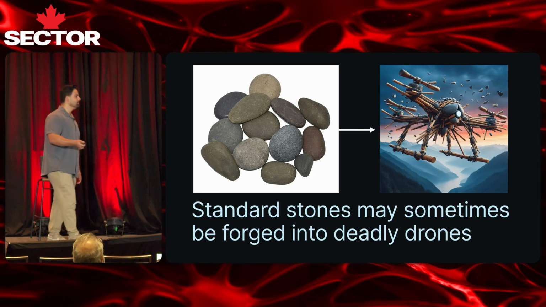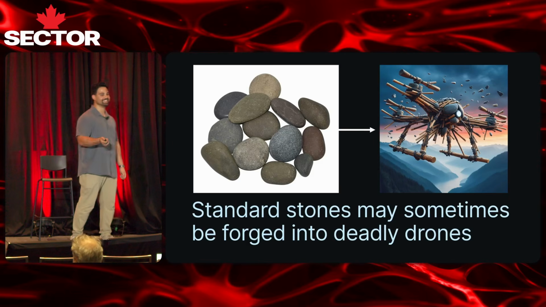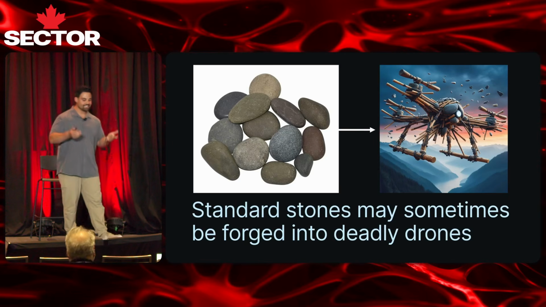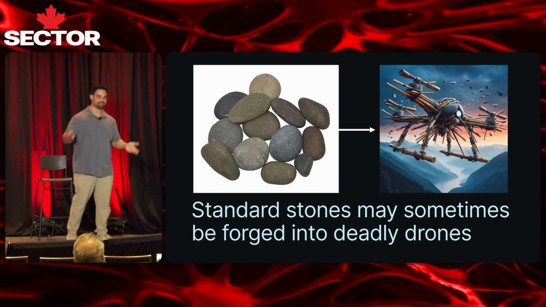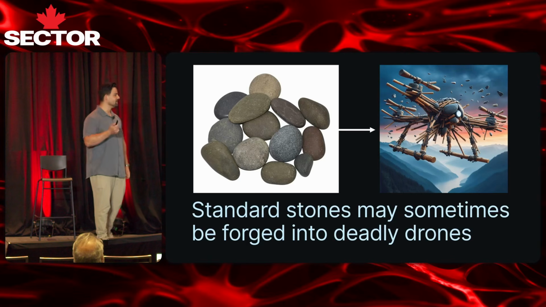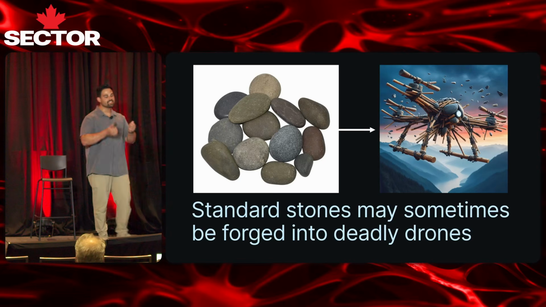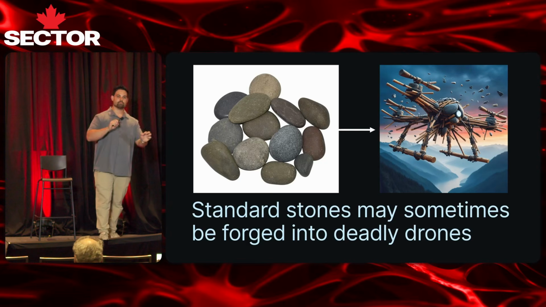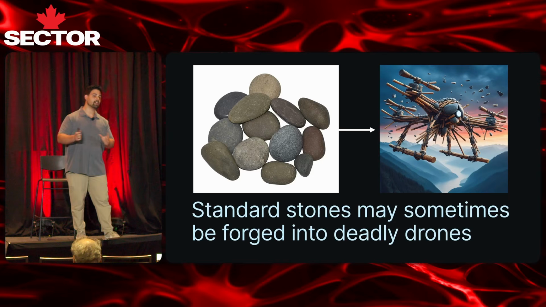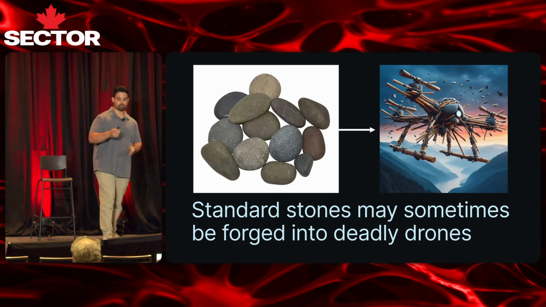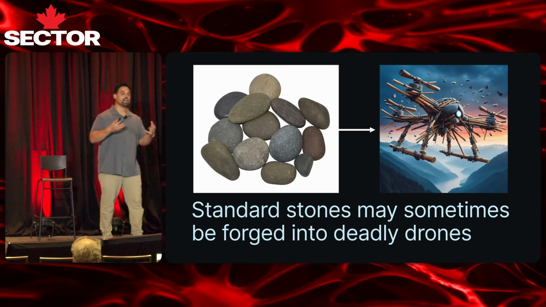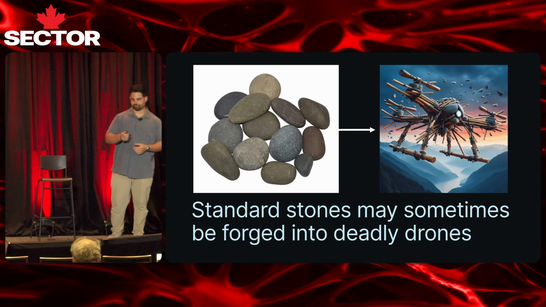So at this point, we invented a sentence. And this sentence was, standard stones may sometimes be forged into deadly drones. So we really believe that there might be a way that we can still leverage these, maybe some part, at least some of them, seemingly basic vulnerabilities to create a very unconventional RCE chain.